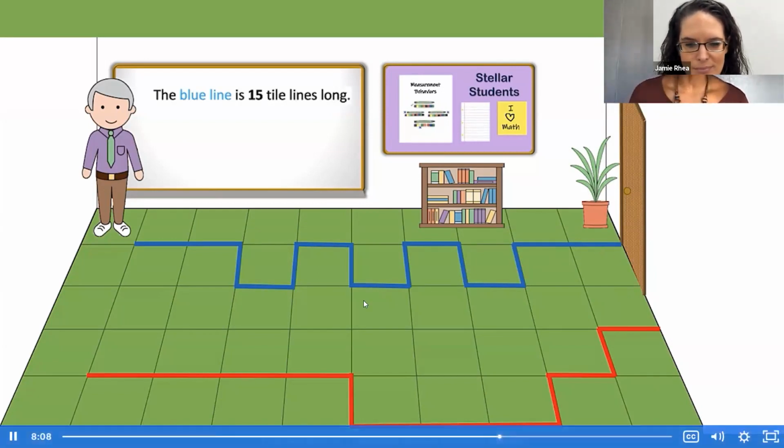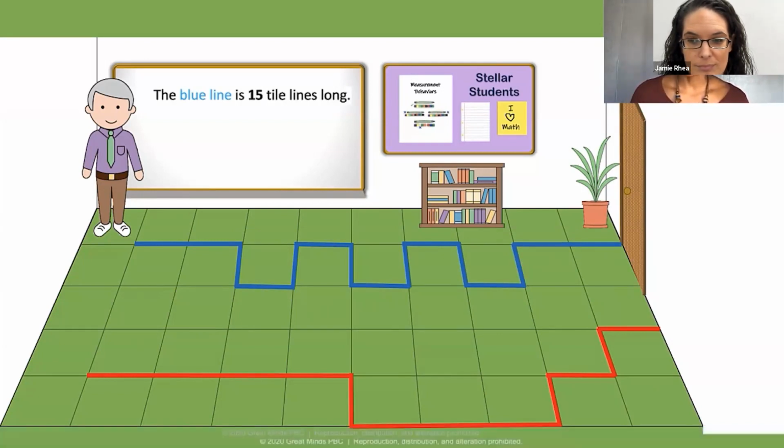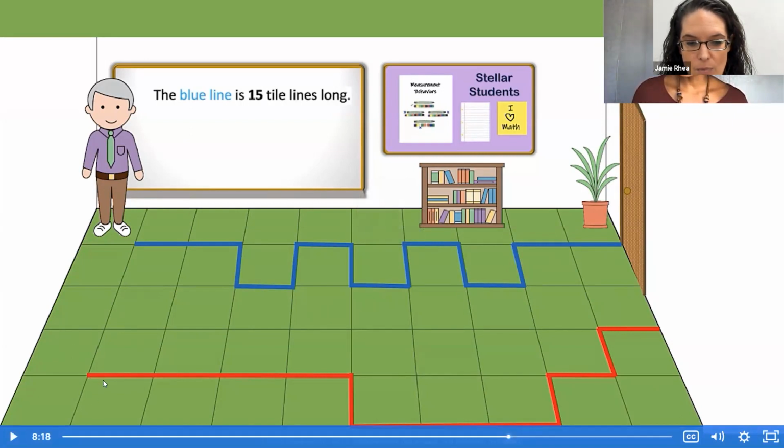Now, I want you to count the red lines all by yourself. Okay, here we go. Pause the video now and count the red line. And let me know when you're ready. I'll be here waiting. Okay, I'm going to pause. Now here we go. Ready? We have 1, 2, 3, 4, 5, 6, 7, 8, 9.